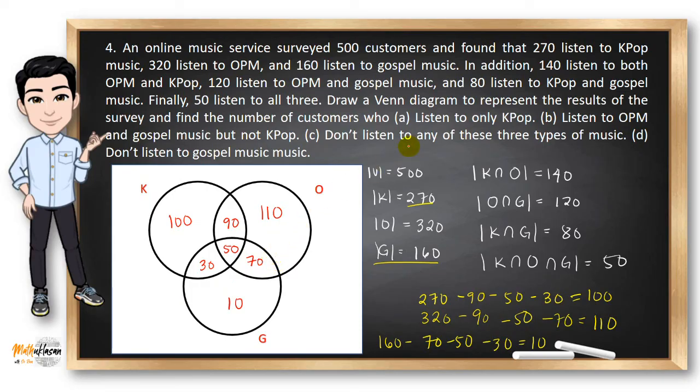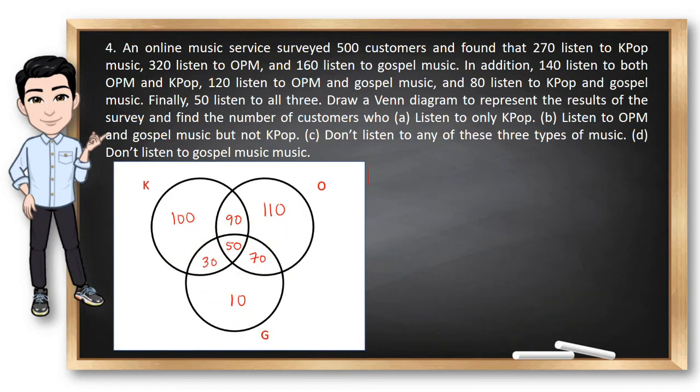Now, how about those people who don't listen to these three types of genres? Remember, we have 500 customers, right? So out of these 500 customers, how many do not listen to these three types of genres? So all we need to do is to add all these values and subtract it from 500. And that's for later. Now, the reason why I completed this diagram is for you to know how to solve for each of these missing values in any given problem.